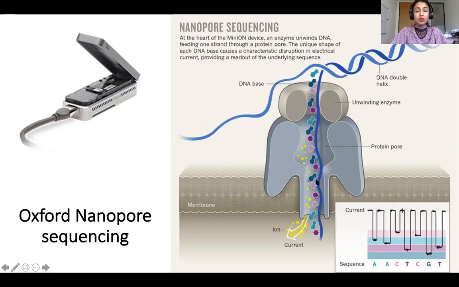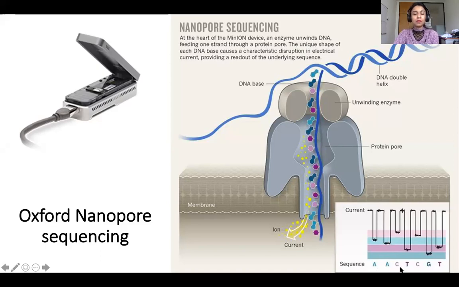And as it goes through, as I mentioned, there is some electrical current which is passed through this pore alone, right? And as it passes through, it actually disturbs the electrical signal, and it has a unique signal for each nucleotide. As you can see here, every time an adenine passes through, the electrical signal is within this light blue range, right?